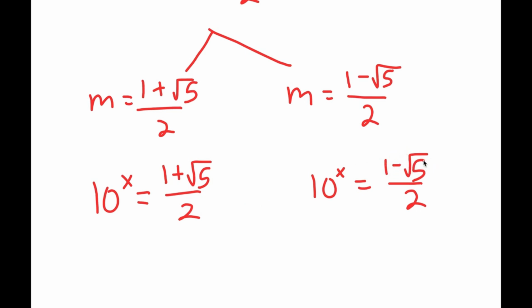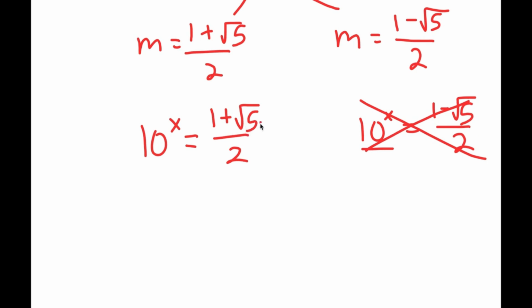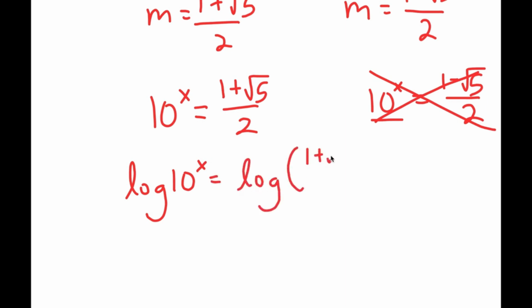Well, 1 minus the square root of 5 over 2 is a negative number. And you can't take the power of a positive number and make it equal negative, meaning there's no solution to this equation. So we are only left with 10 to the power of x is equal to 1 plus the square root of 5 over 2. And to solve this, I'm going to take the log on both sides. So I get log 10 to the power of x is equal to log 1 plus the square root of 5 over 2.